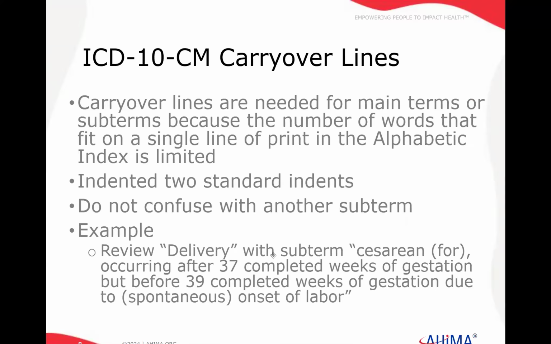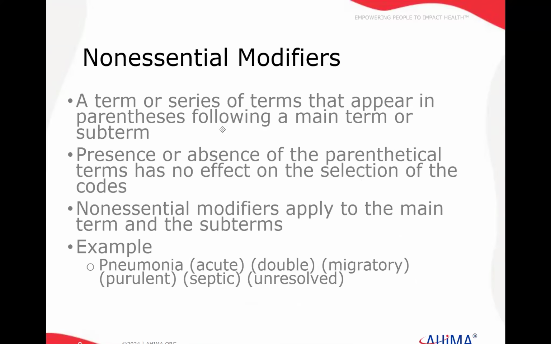Here's an example of what we're talking about. Go to your code books and then look under the main term delivery. Then go find the subterm that's cesarean, or occurring after 32 weeks of gestation, but before 39 weeks of gestation. And that will tell you what we are talking about.